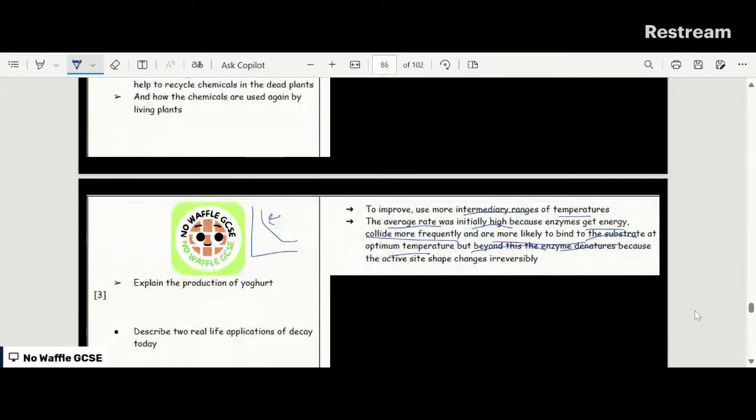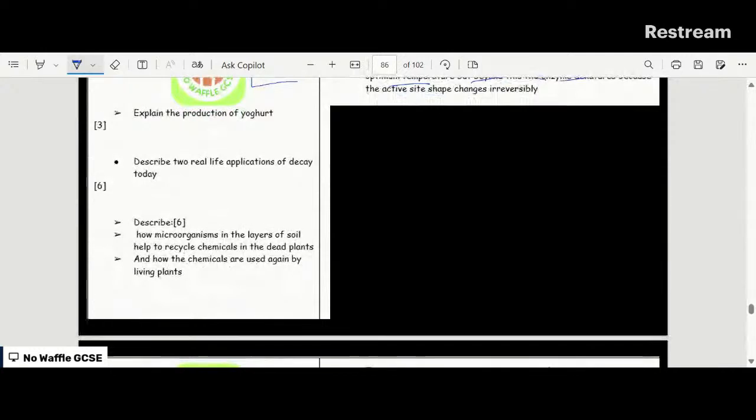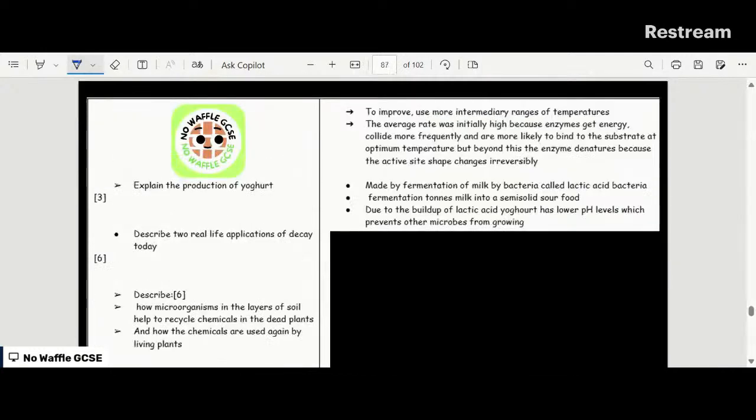Going back to the production of yogurt, I know some people are freaking out, but you just have to use the information given. You would be given a bit of information about how it works, but it's literally the milk decay practical. So you've got the fermentation. This was actually a past question, so it's worth doing. The fermentation of milk via bacteria called lactic acid bacteria ferments milk into a semi-solid sour food. Due to the buildup of lactic acid, yogurt has a lower pH, which prevents any other microbes from growing, and therefore it's safe to eat.